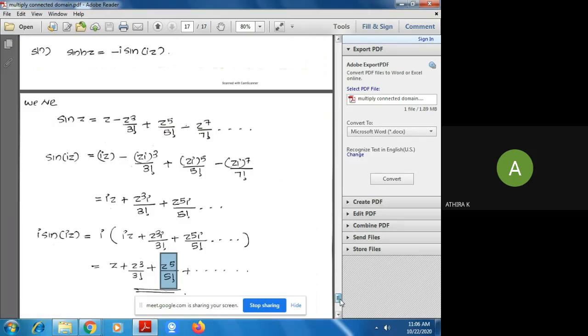Here we add a negative. sin hz is equal to minus i sin iz. This implies we get z plus z cube divided by 3 factorial plus z raised to 5 by 5 factorial, etc. Is it clear?